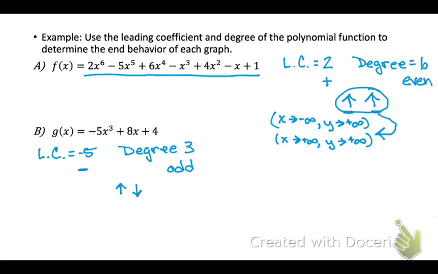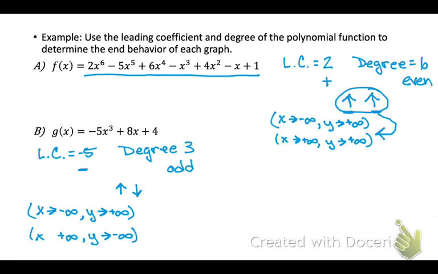And if I wrote it the long way, as x approaches negative infinity, oops, I forgot my approaches. Did you know that arrow means approaches? X approaches negative infinity. Y approaches what? Positive infinity. And as x approaches positive infinity, y approaches negative infinity. You need to be able to read those more than anything, because they'll write things like that once in a while.